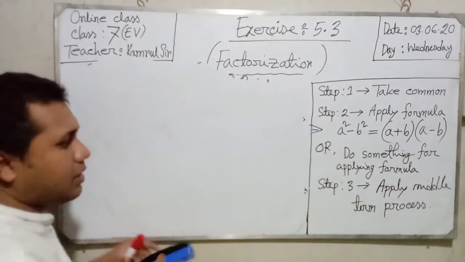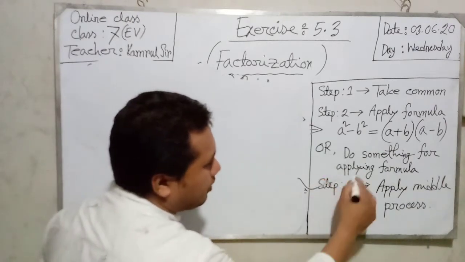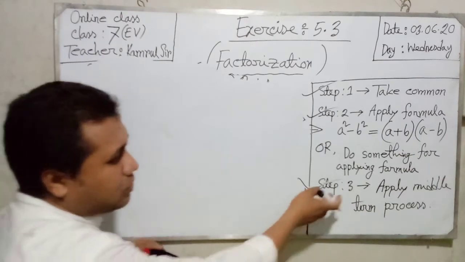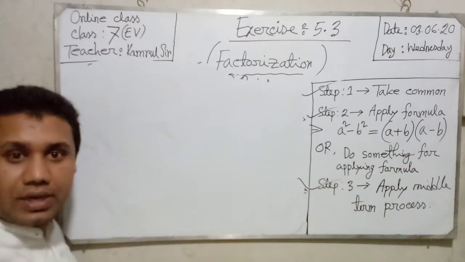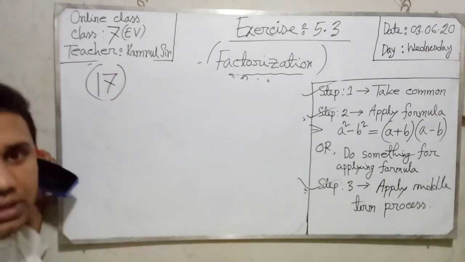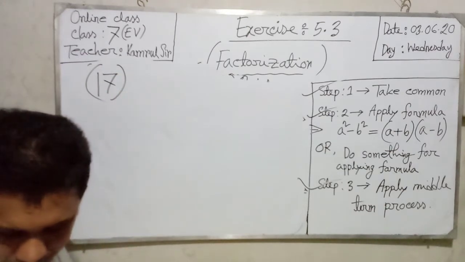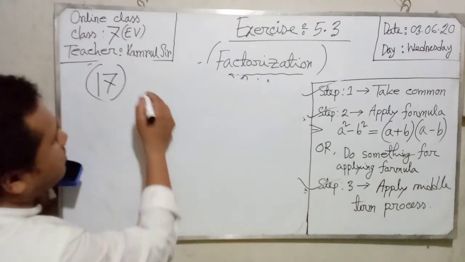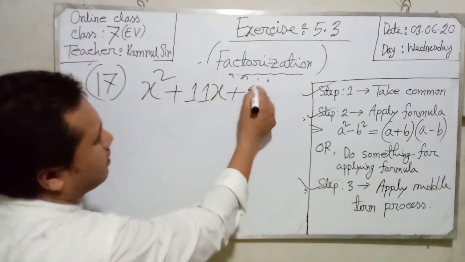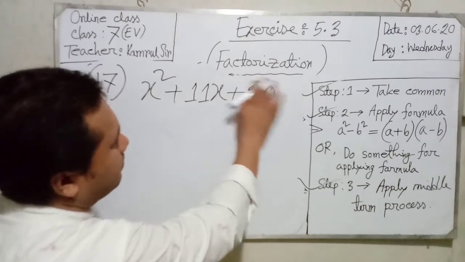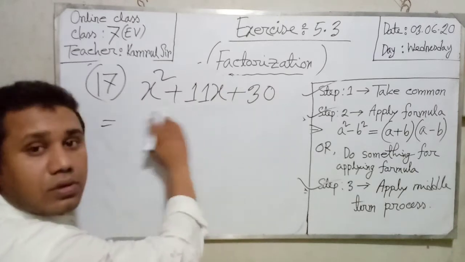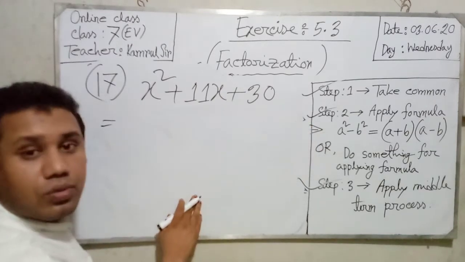Now dear students, we will discuss step number 3. Step 1, step 2, we already applied. Now step 3, apply the middle term process. What is that? Now we can solve problem number 17. You can say x square plus 11x plus 30. Look, step 1, no common. Clear? Go to step 2.